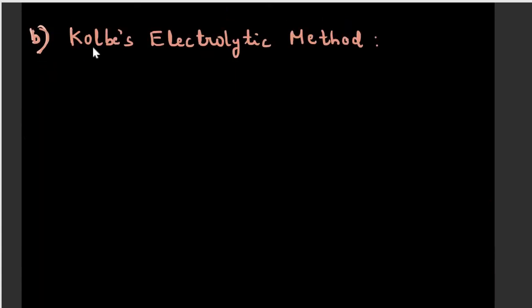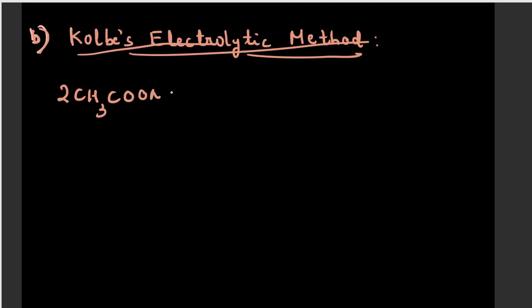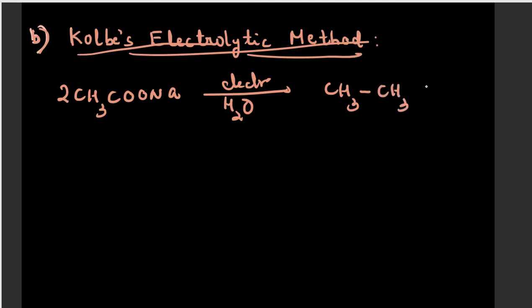Now let us move on to our second type of reaction, that is Kolbe's electrolytic method. So in this method, what is our reaction? We are taking a salt. When it undergoes electrolysis, in the presence of H2O, or we can also write it as an aqueous solution, we will be getting an alkane. We will be getting CH3 plus what are our products? CO2 plus NaOH plus H2. All these are the products that we are getting in Kolbe's electrolytic method.